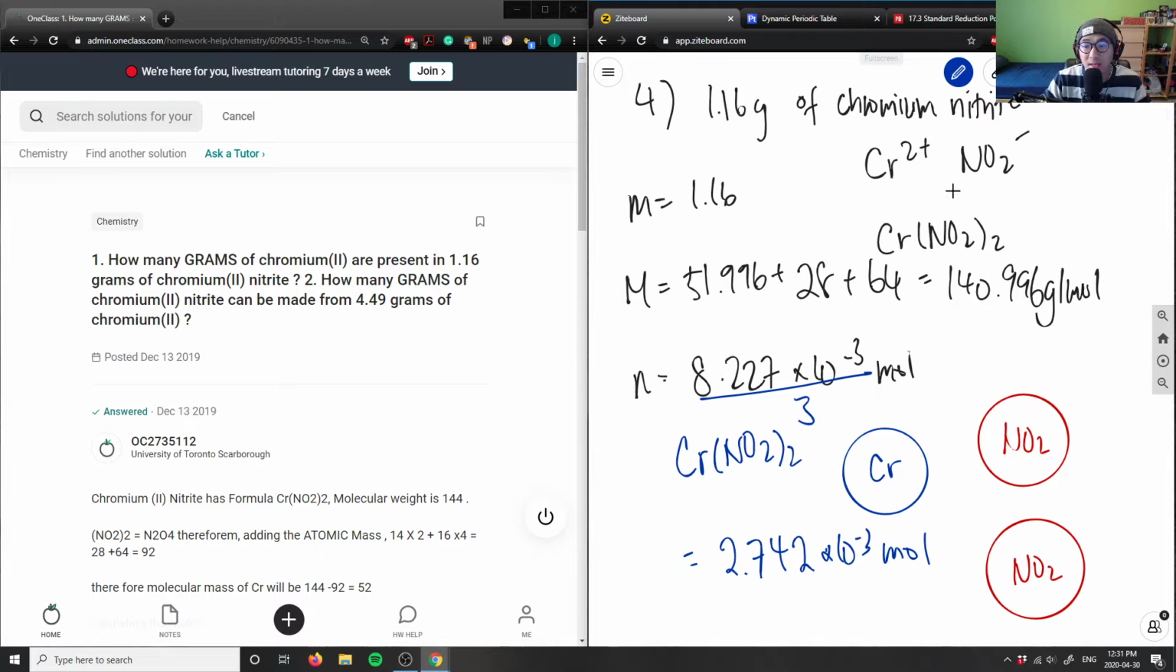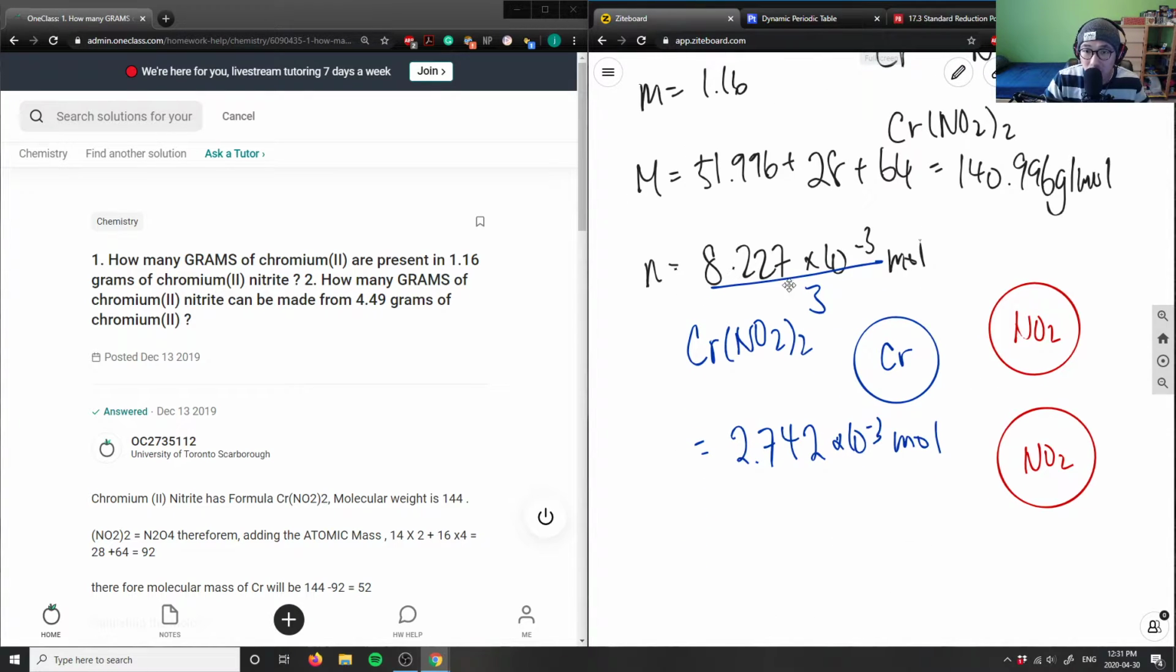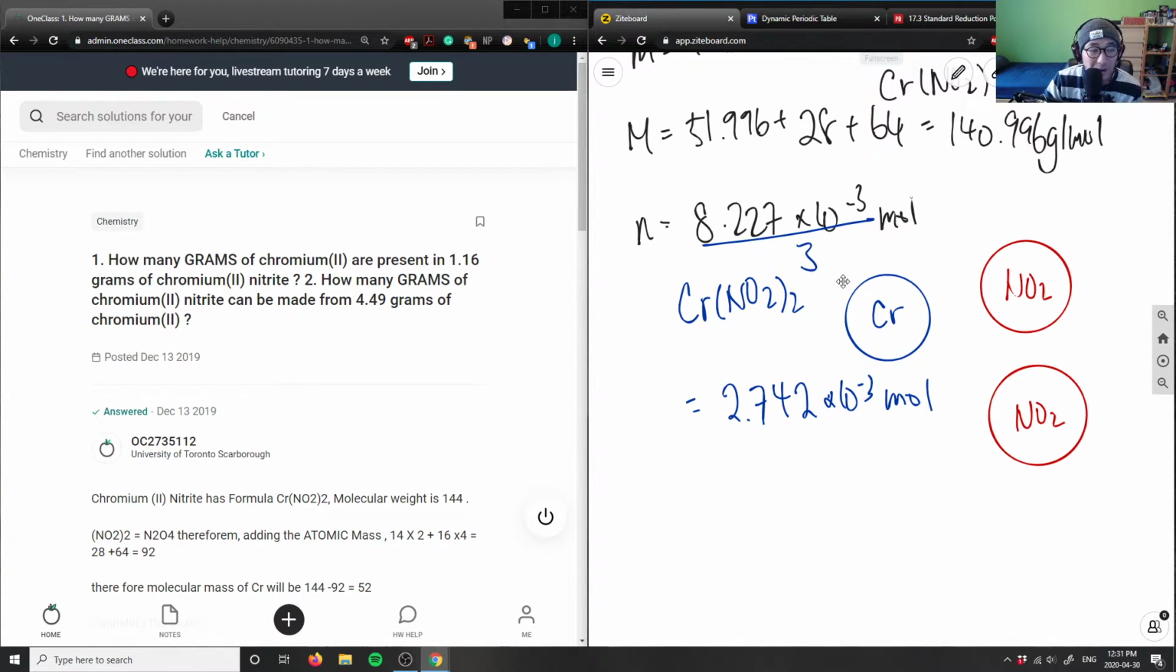And what I could do with this is convert this back into my mass here. So if I want to convert back to mass, again, I would simply use moles equals mass over molar mass. So I have to multiply this by our molar mass of chromium. So this is 51.996 grams per mole to give me the grams of chromium here.